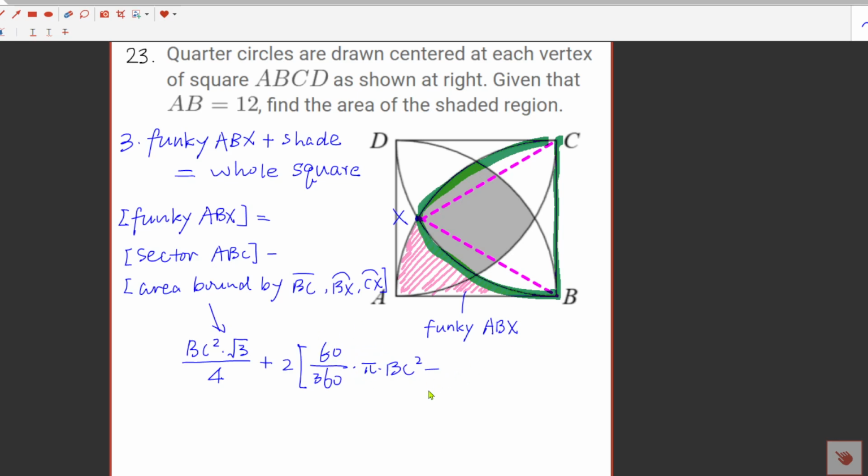Subtracted by the corresponding triangle, which is BC squared square root 3 over 4. And this can be simplified to 48 pi subtracted by 36 square root 3, right?